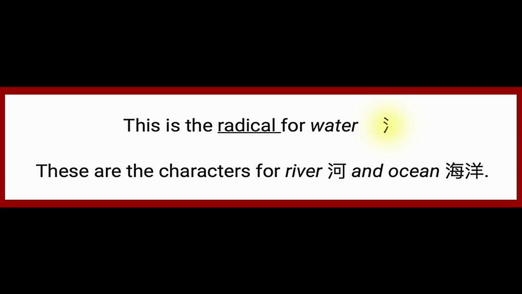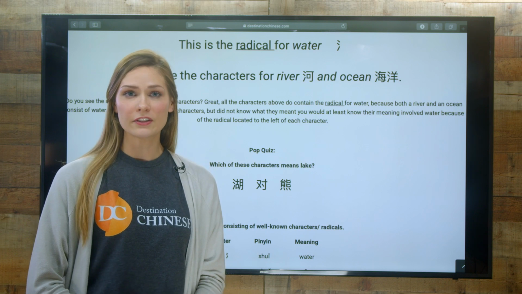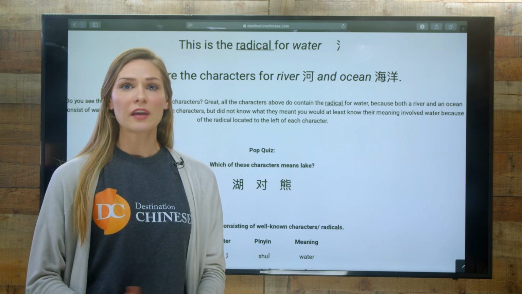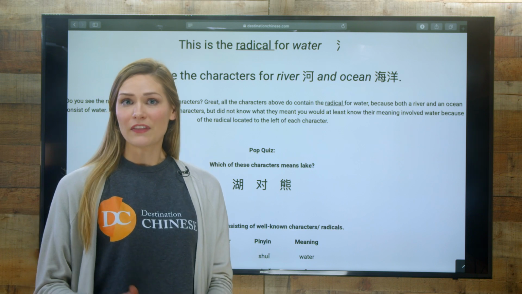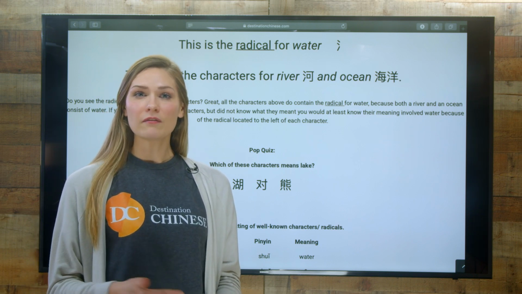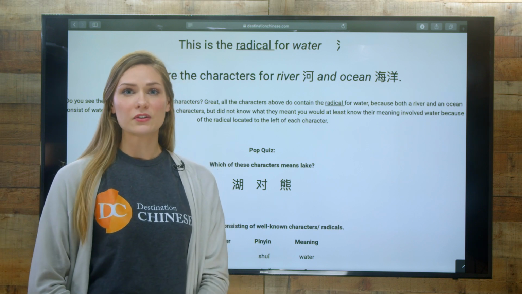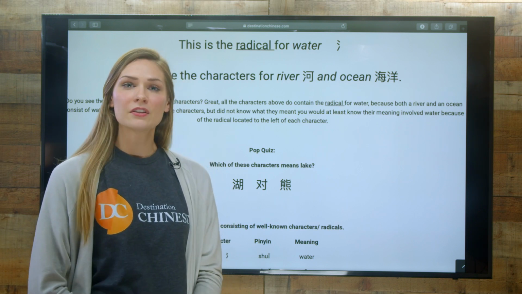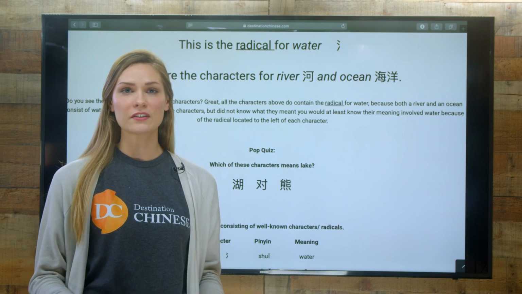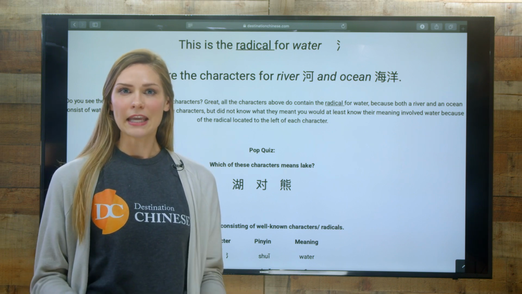This is the radical for water, and these are the characters for river and ocean. Do you see the radical for water in these characters? Great, all the characters do contain the radical for water because both a river and an ocean consist of water. So if you came across these characters but did not know what they meant, you would at least know their meaning involved water because of the radical located to the left of each character. So let's have a pop quiz based on what we just learned. Which of these characters means lake?